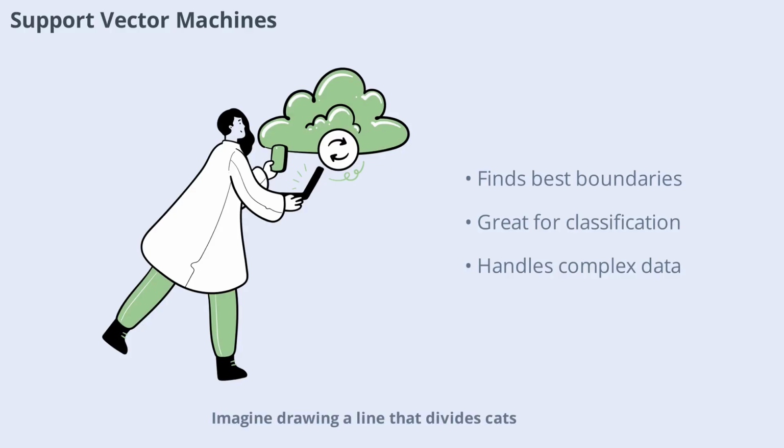Imagine drawing a line that divides cats from dogs in a scatter plot of features. SVMs are especially useful for classification tasks and can handle both linear and nonlinear data. Their ability to create clear boundaries makes them valuable in many applications.